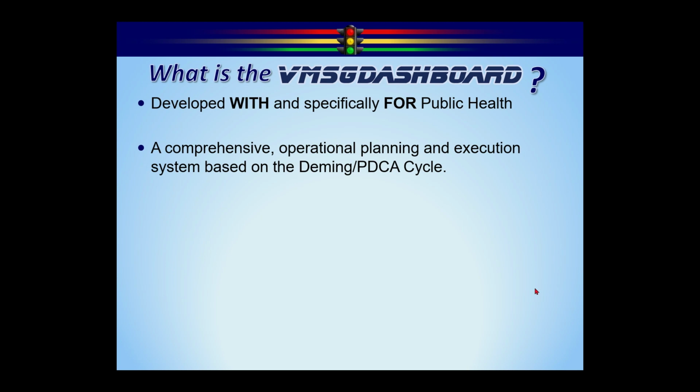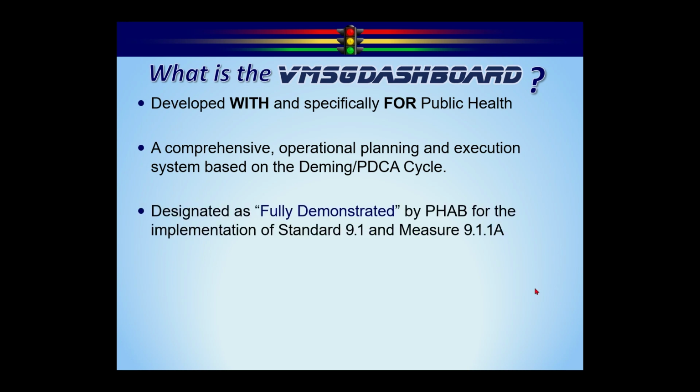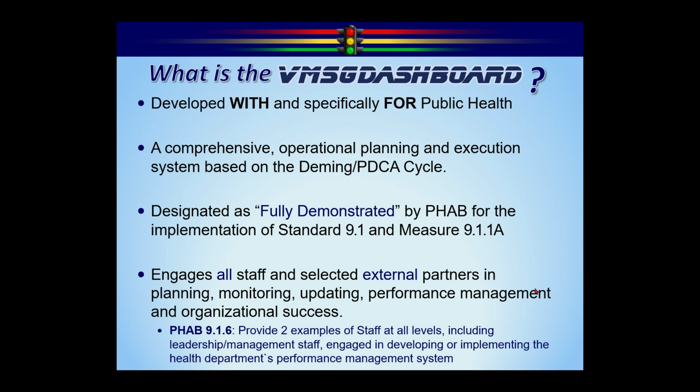About 2011 came along, and the health departments we were working with here ended up having a fully demonstrated performance management system for standard 9.1 and measure 9.1.1a. Fully demonstrated being the highest level that you can get in PHAB for having a performance management system. One of the primary reasons is because we have built in the capability of engaging all staff and selected external partners in the process. So we're going to talk about the real-time planning interface, which is an automated email notification that goes out to you and your partners to bring you back in to keep the system updated.